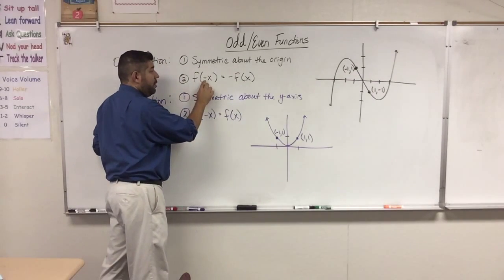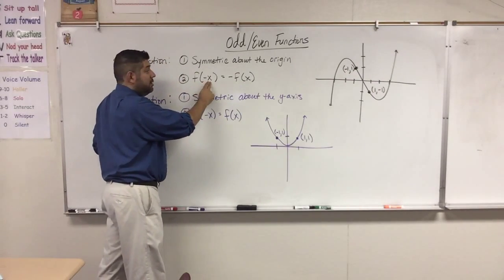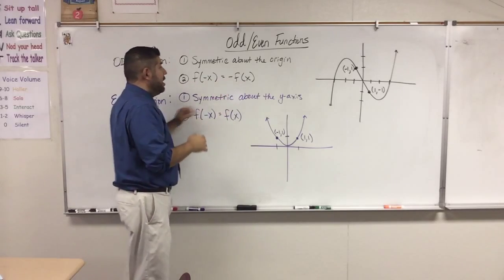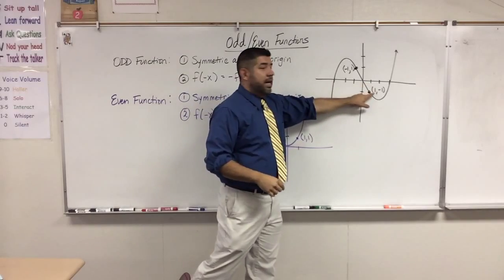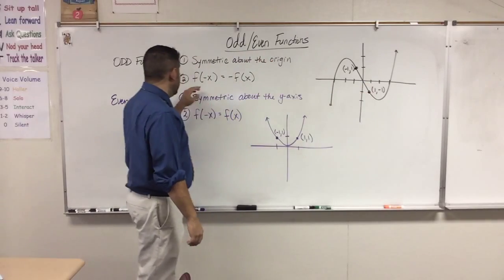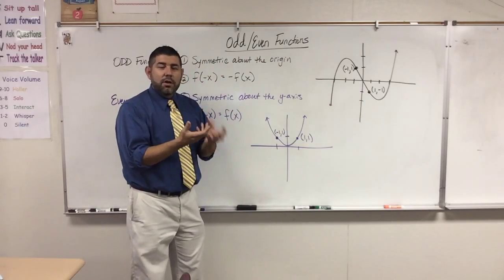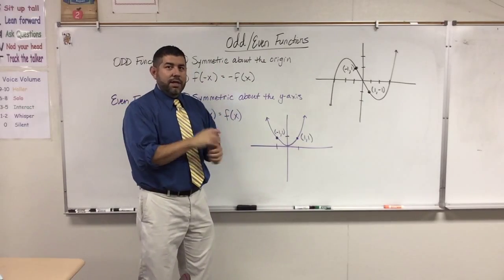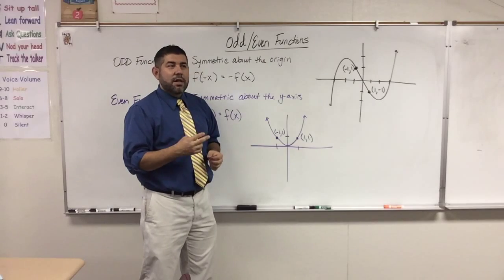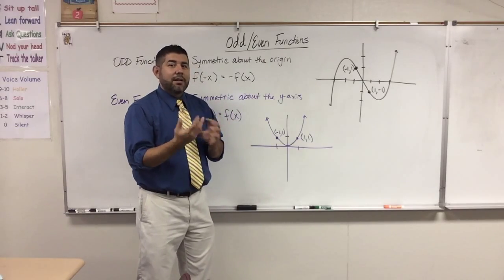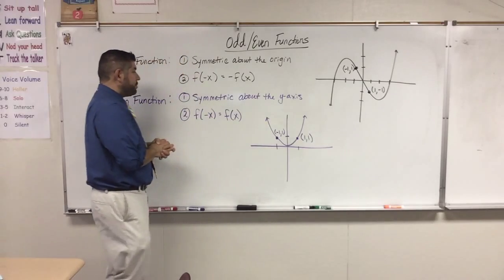So f of -1 is going to be negative f of 1. Let's try that again. f of 1 is -1. f of -1 is just going to be the opposite, and that's what origin symmetry is. You don't really flip the x and the y, but one is the opposite of the other. Opposite being negative or positive.